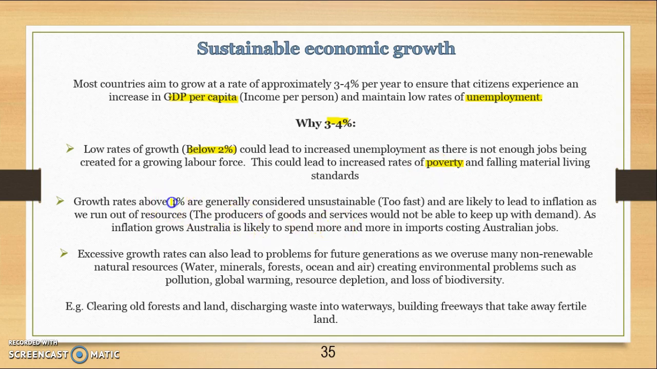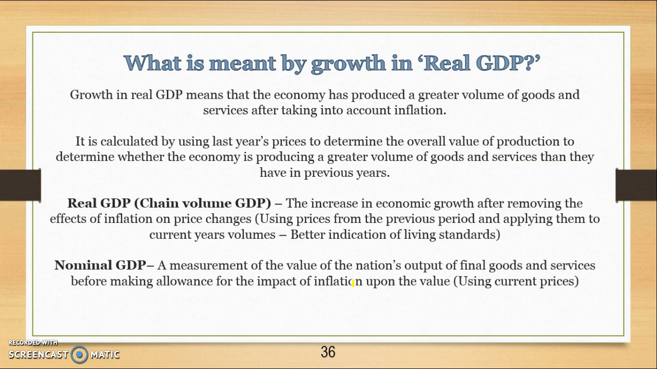Growth above 4%, so if our production grows at a rate above 4%, is generally too fast. Because there's such a high demand for goods and services, generally prices will go up too fast, or we'll experience rapid inflation. We also might run out of resources, which can lead to problems for future generations because we're extracting too many of our natural resources, so we're wasting a lot of our non-renewable resources like water and minerals, and that can also create environmental problems like global warming. So we want to grow at around 3 to 4% because that's fast enough to create jobs, but not so fast that it can cause inflation or other problems associated with the environment from using up lots of resources.